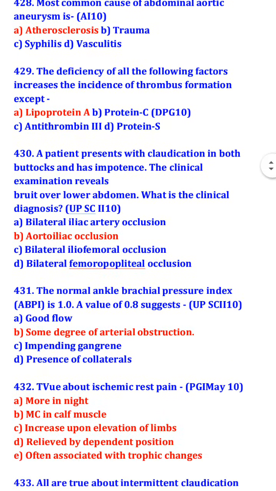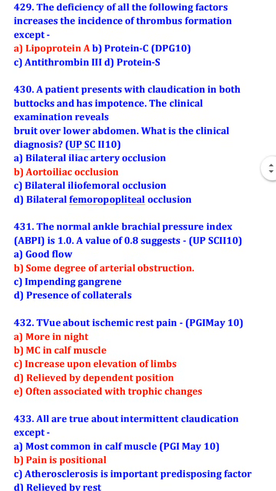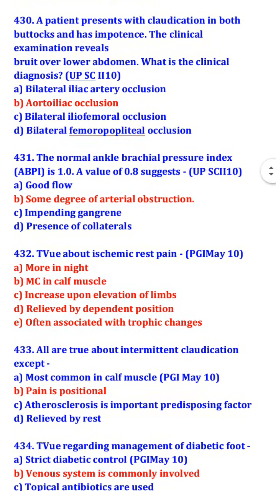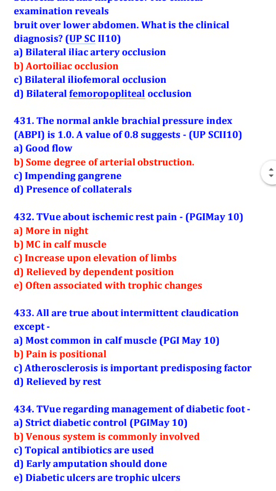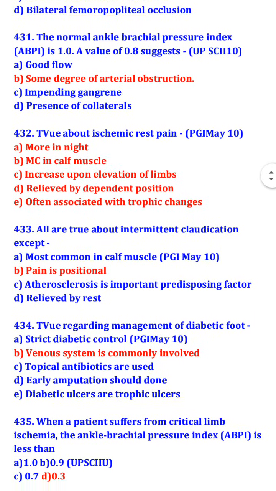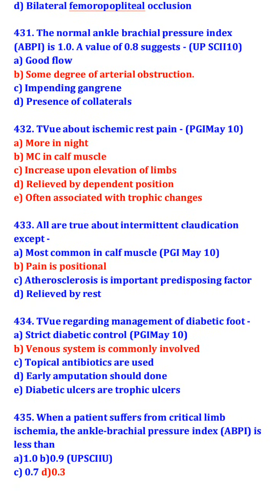Aortoiliac occlusion. The normal ankle brachial pressure index, ABPI, is 1.0. A value of 0.8 suggests some degree of arterial obstruction. True about ischemic rest pain: more in the night, most common in calf muscle, increases upon elevation of the limb, relieved by dependent position, often associated with trophic changes. All are true about intermittent claudication except that pain is positional. So it is most common in calf muscle. Atherosclerosis is an important predisposing factor and it is relieved by rest.